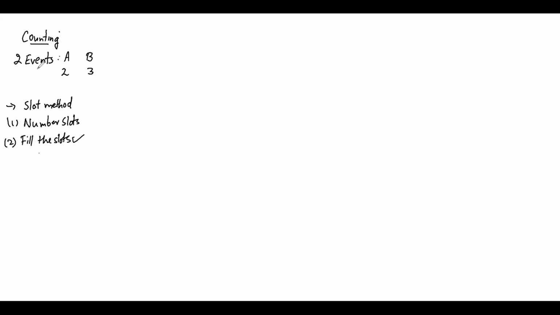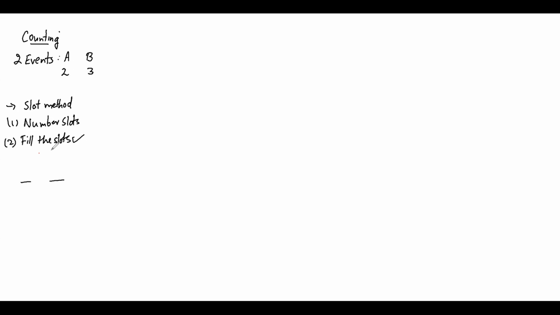If the question says there are two events, event A can be done in 2 ways, event B can be done in 3 ways, in how many ways can both the events be done? If you just focus on what the question is asking, it is asking in how many ways can both the events be done together. So you're going to draw 2 slots, because it's the number of slots.